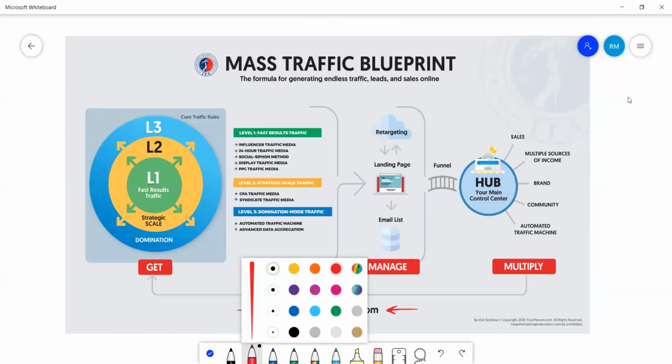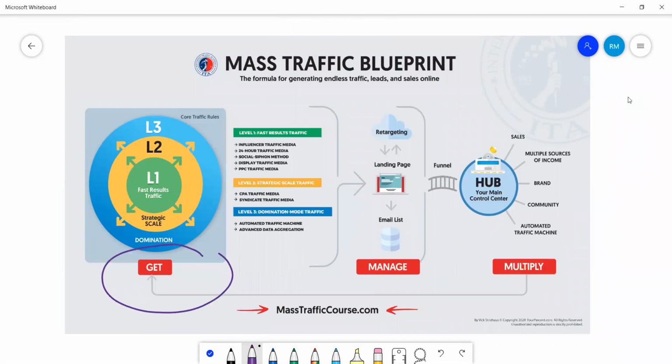So if you look at all these different things here, we talked the other day about the traffic blueprint, right? And so there's three levels of traffic. Three modes of traffic, I would say. There's get, which means you're trying to get customers, you're trying to get traffic, and then you're looking at managing the traffic. How do you manage that traffic that you get in terms of leads, in terms of retargeting? And then how do you multiply the traffic? And that's really an important thing. You're multiplying traffic, and you're also multiplying money in this case, right?